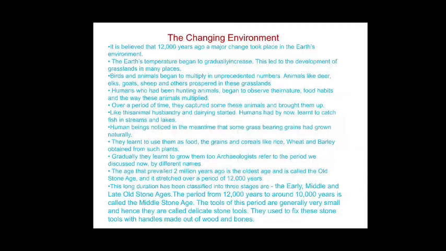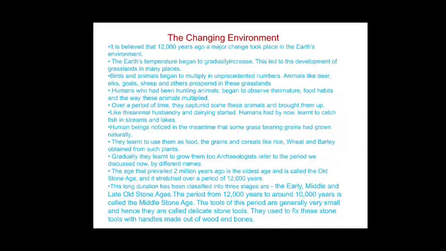Next topic is the changing environment. Children, 12,000 years ago, there was one major change in our environment. You can imagine, the earth's temperature began to gradually increase. This led to the development of grassland in many places.